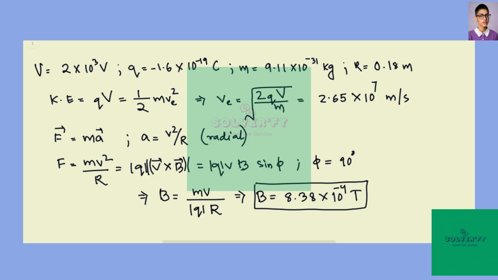As you can see here, the smaller the radius gets for the circular path, the larger will be the magnitude of the magnetic field.